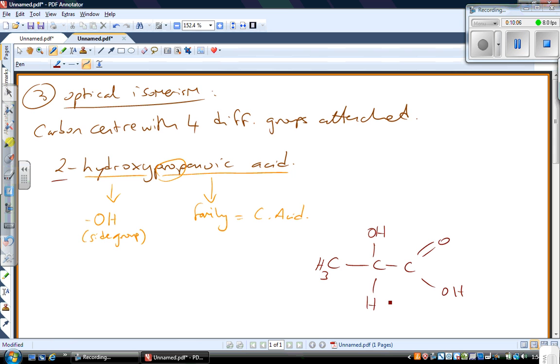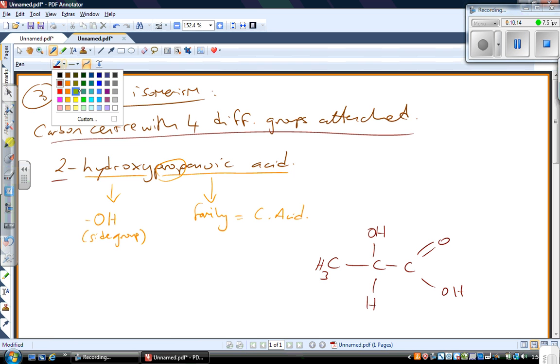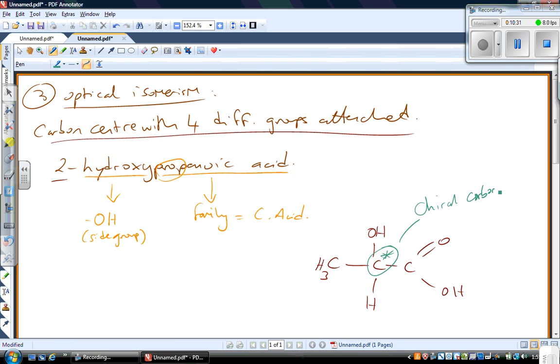Now, we said that in order to have optical isomerism possible, we need to have a carbon center with 4 different groups attached. So I'll highlight that here. Our carbon center is this one. It has the OH group, it has a methyl group, it has a hydrogen, and then it has the carboxylic acid functional group. So that's your chiral carbon, as it's referred to. Chiral, C-H-I-R-A-L, chiral carbon, or center sometimes.